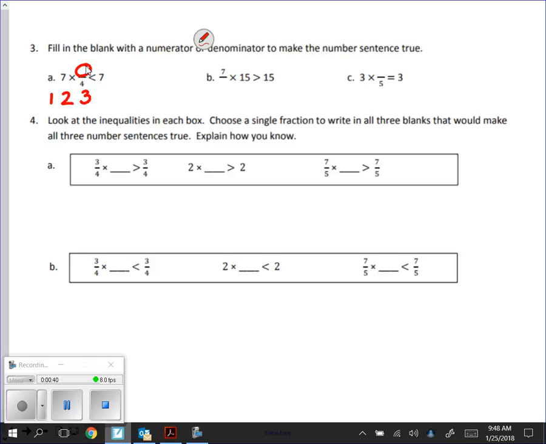Do you have a question, or are you answering something? Okay. Because if I do 7 times 4/4, then it would be equal to 7. So I need this to be less than 1, just like our lesson that we were doing yesterday. So this needs to be less than 4. So that's why it's 1, 2, or 3.